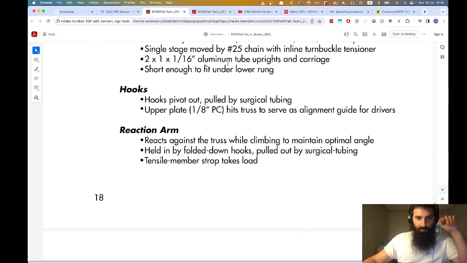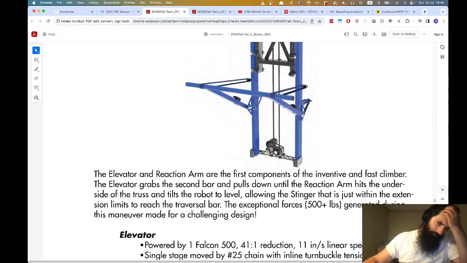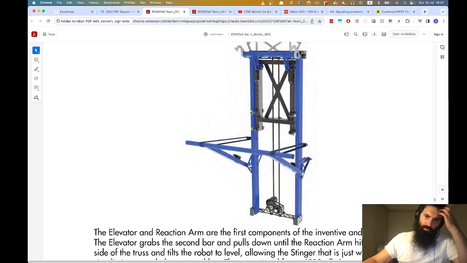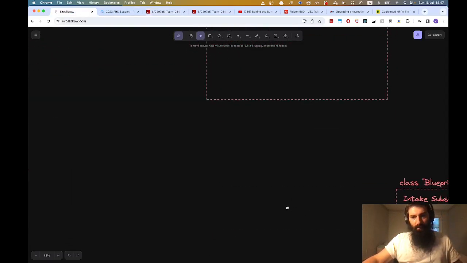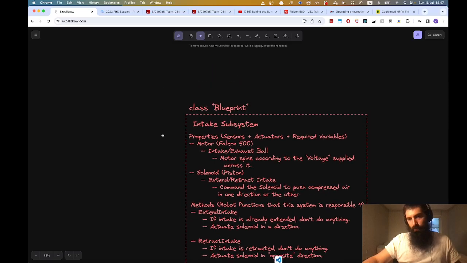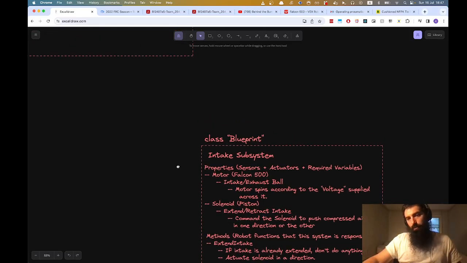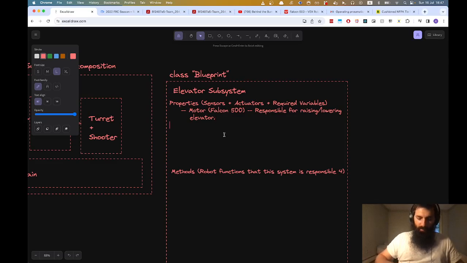As we expected, the only electrical component here that we see is the Falcon 500 motor. But now we start to encounter a few issues. As we did with the intake mechanism, there was a motor, and we said that we apply a voltage across the motor, which makes it spin. If you apply a larger voltage, it spins faster. If you apply a smaller voltage, it spins slower. But now we actually care about the distance that the elevator is traveling.